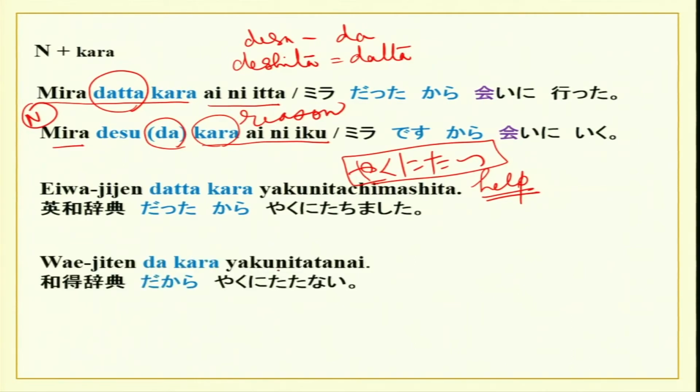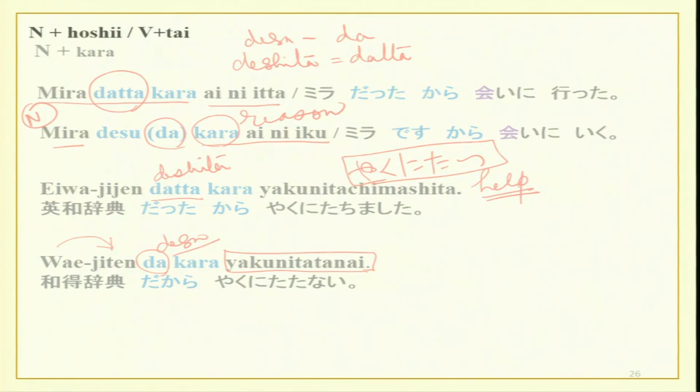Why jiten dakara yaku ni tata nai? Because it is Japanese to English. So, initially it is not of any help. Dakara, da is for this, datta is for deshita.